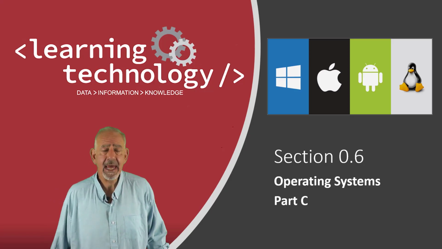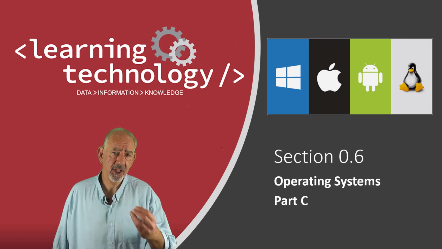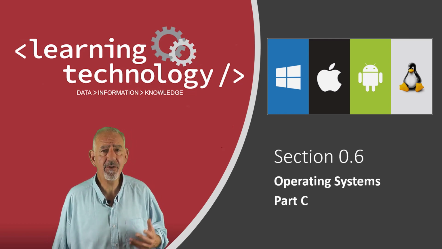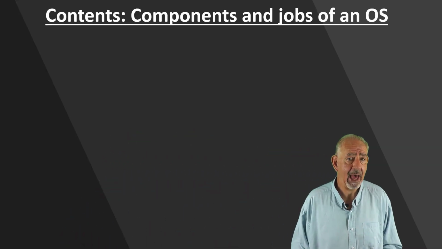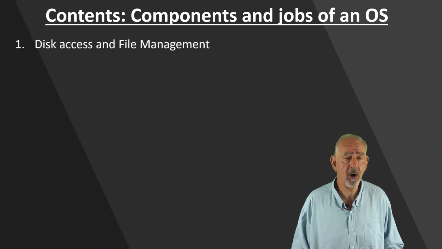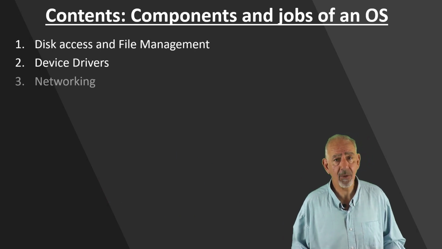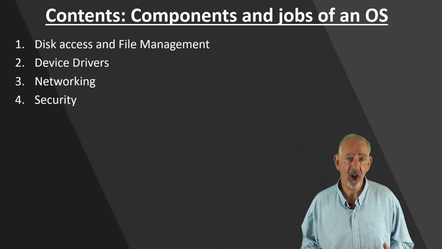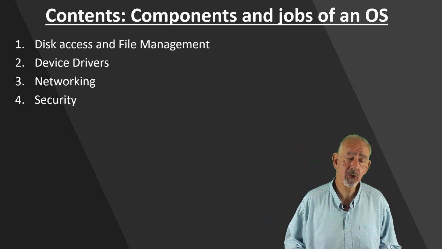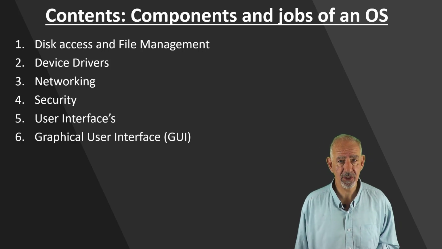So now we've looked at operating systems and what they are, let's have a look at the type of job that they do. And there's a number of different jobs that they do. So we're going to have a look at things like how we access the disk access and the file management, a quick look at device drivers. We'll have a look at networking, which is ever so important these days with the internet. And along with that, security. Then we'll talk about user interfaces, and finally we'll end up with a graphical user interface.